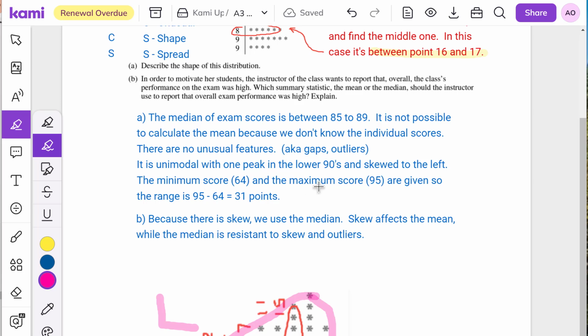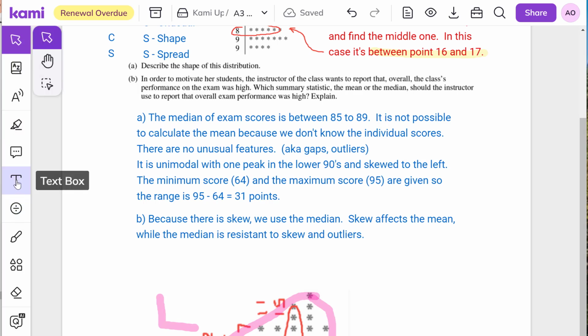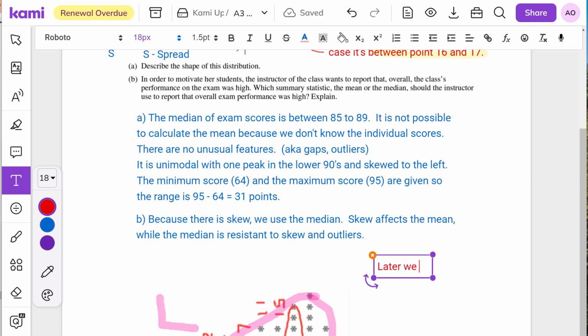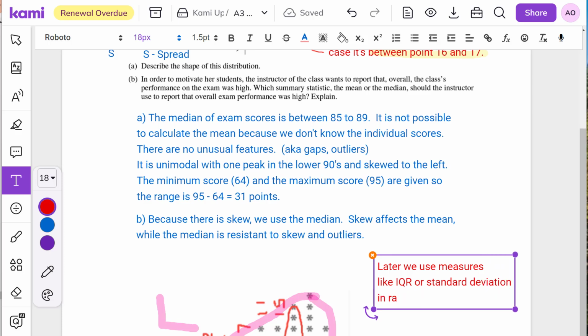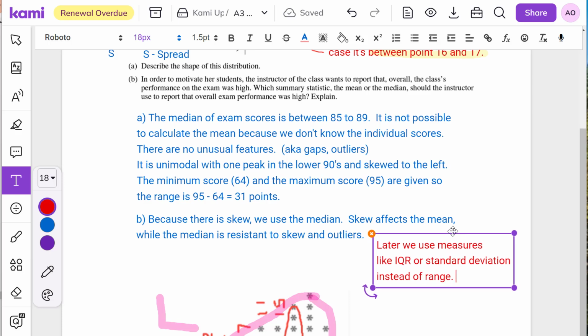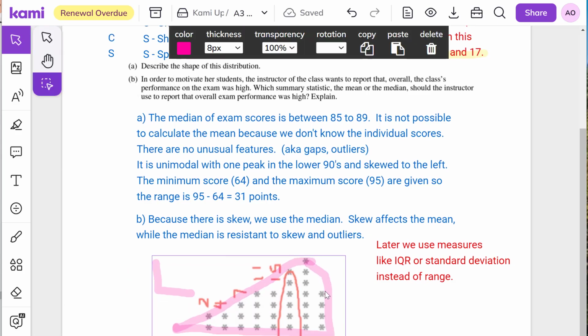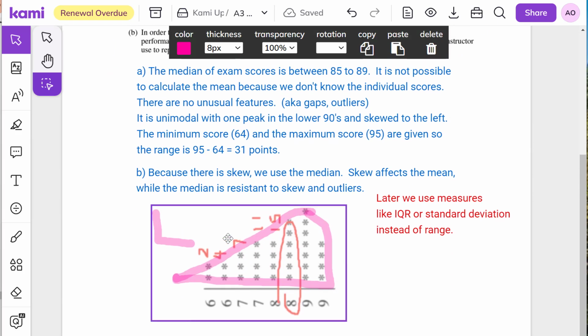The minimum is 64 and the maximum is 95. So in this case, we're going to give the range. I'm going to add a note on here. Later, we use measures like IQR or standard deviation instead of range. But for right now, that's all you know. And in fact, I believe sometimes that's all you can use. So here, let me move this up a little bit. That's the best we can do.